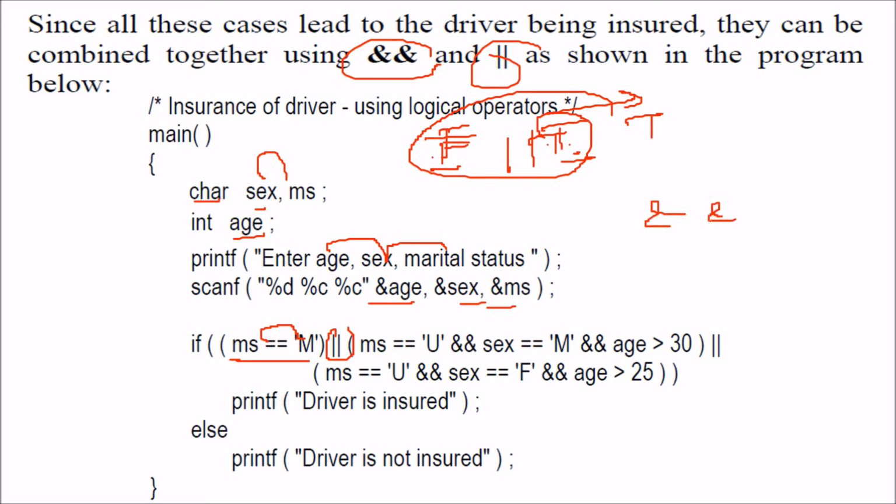How about AND? AND will give you true if both are true, otherwise false. That is, if one is false, false. If this is true and this is false, false. If both are false, false.